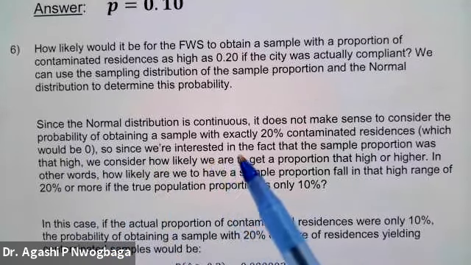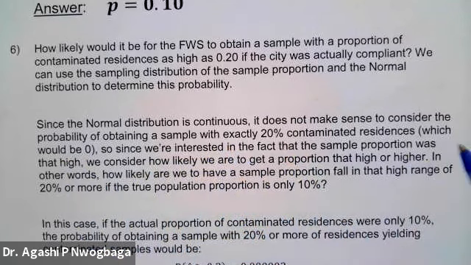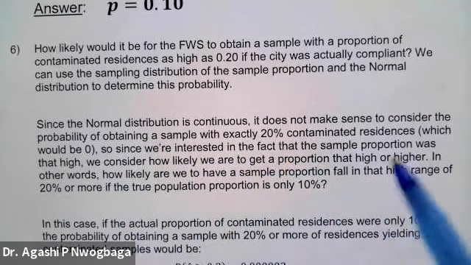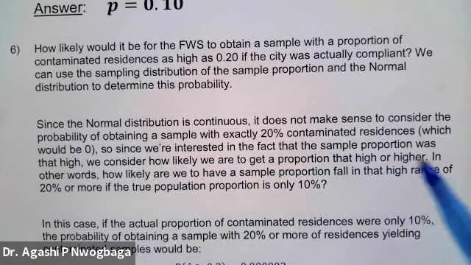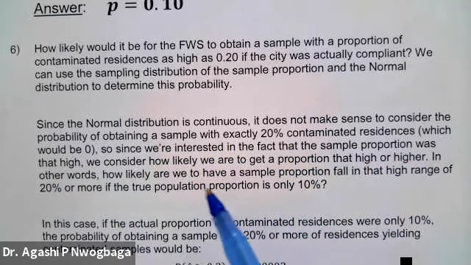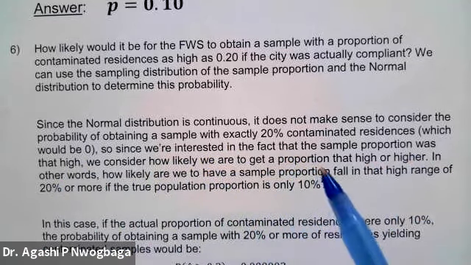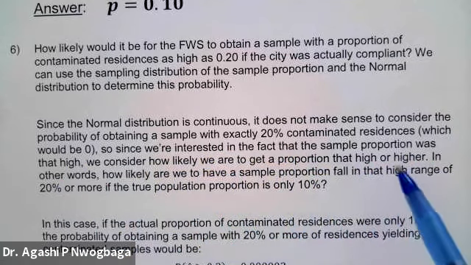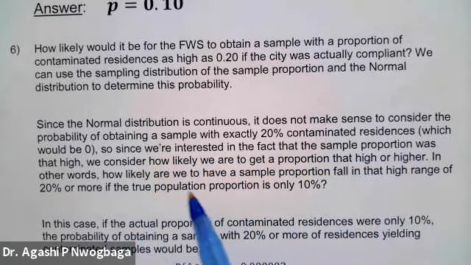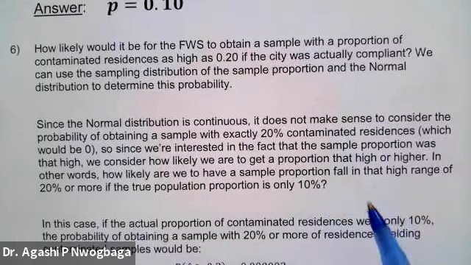So since we're interested in the fact that the sample proportion was that high, we consider how likely we are to get a proportion that high or higher. In other words, how likely are we to have a sample proportion fall in that high range of 20% or more if the true population proportion is only 10%.